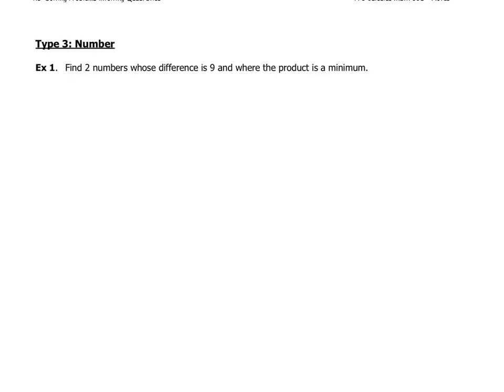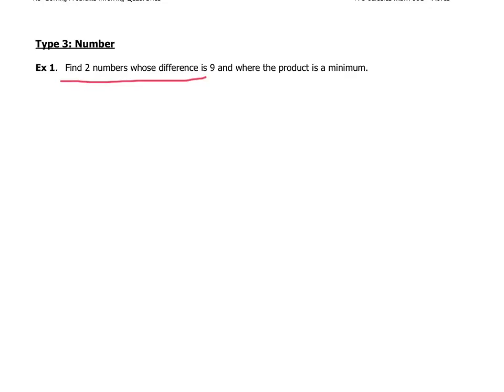Here we go again. So in this video, we're going to look at the number type of quadratic problems. So here we need to come up with our equations based on the statements that are in front of us. So here it says, find two numbers whose difference is 9 and where the product is a minimum.